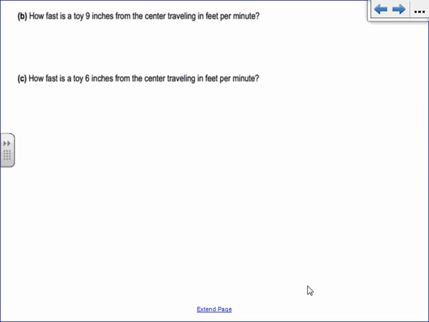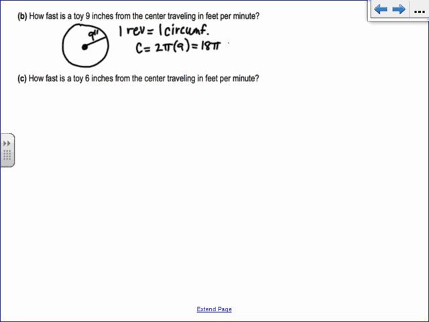All right, next up. How fast is a toy that's 9 inches from the center traveling in feet per minute? So we have a toy that's 9 inches away. In 1 revolution, that's the same as 1 circumference, right? How far is it going? Our circumference is equal to 2 pi times 9. So it's going to be 18 pi, but make sure you're keeping track of your units.